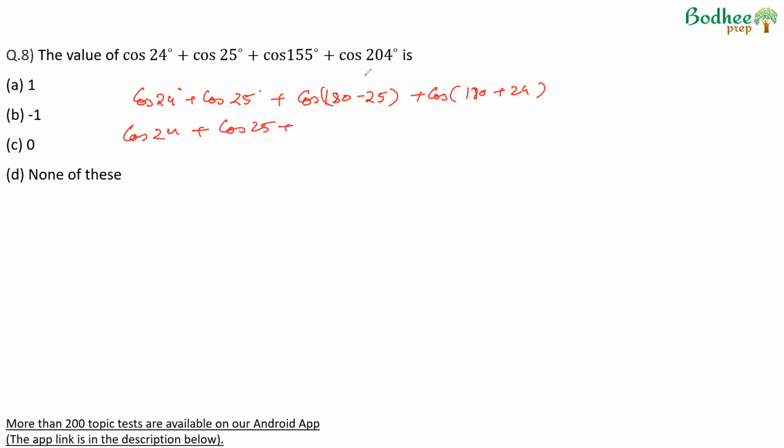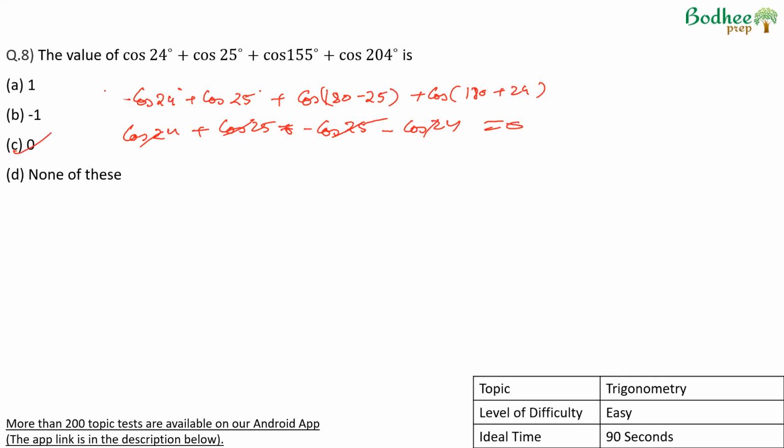180 minus 25 is second quadrant and cos is negative, and because of 180, cos will not change. So this becomes minus cos 25. 180 plus 24 is third quadrant. Tan is positive in the third quadrant, cos is negative. So minus cos, and because of 180, cos will remain cos. So minus cos 24. Cancel, cancel. Value becomes 0. Option C. Again, I think easy question. We're just putting the values of the angles and solving. Should be able to do it in about a minute and a half.